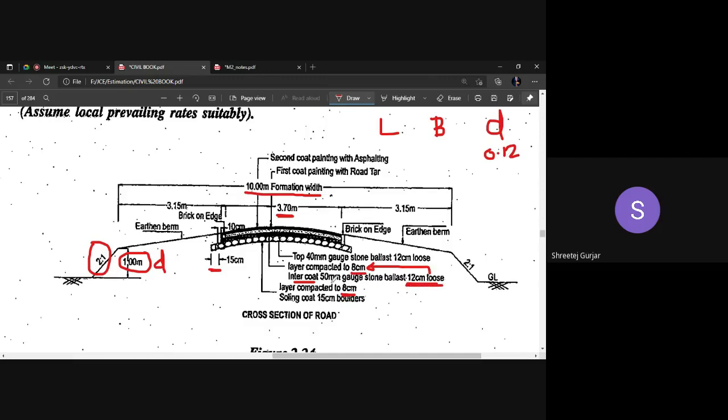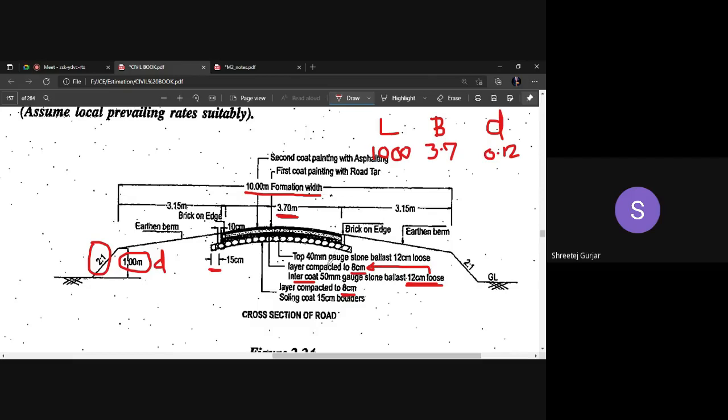50 mm is the size of the stone ballast. Do not take 50 mm as your depth. It is the size of a stone ballast. Now what is the B value? Can anyone tell me what is the B value and the L value? L value I'll write down, it is very easy, 1000. What is B for our inner layer, this dark color layer at the bottom? It is mentioned over here. 3.7, right? So this is for the inner layer.